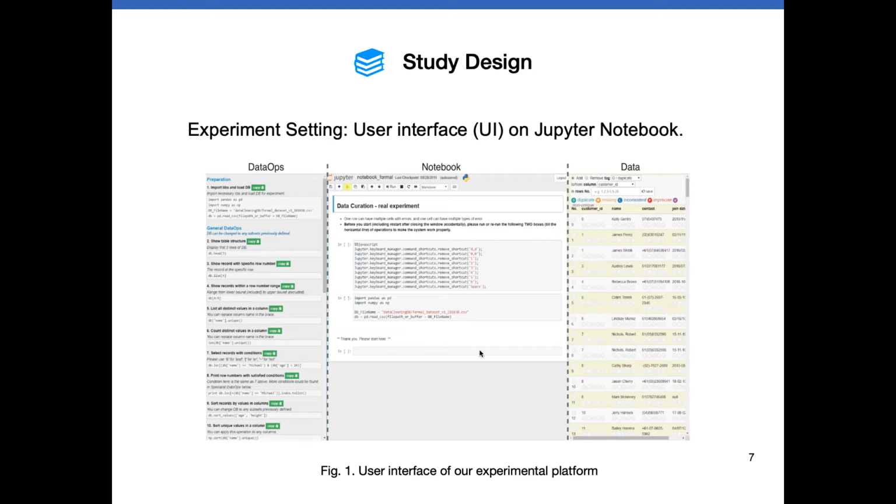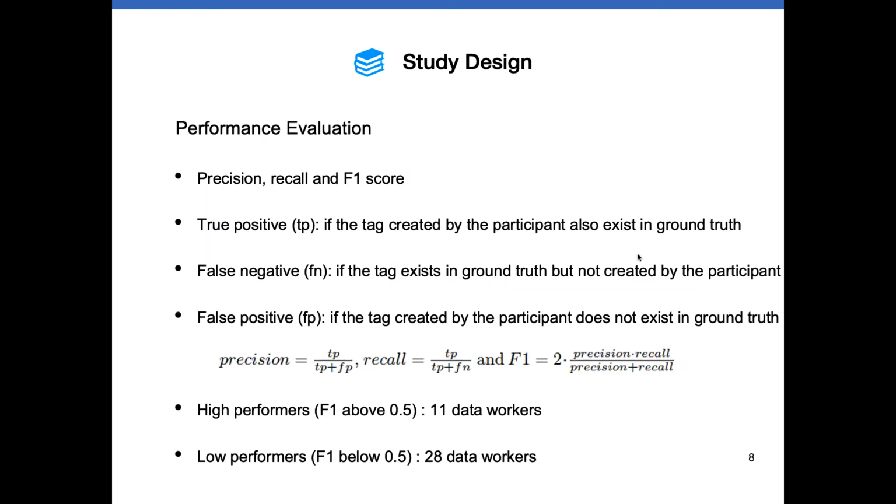And in the right panel, we provide a direct view of the dataset, so data workers can provide annotations either using the toolkit on the top of here or by clicking on each tag on each cell. In order to measure the quality of their provided annotations, we use precision, recall, and F1 measure as the evaluation metrics. And based on their F1 score, whether it's above 0.5, we define data workers as high performers and low performers.